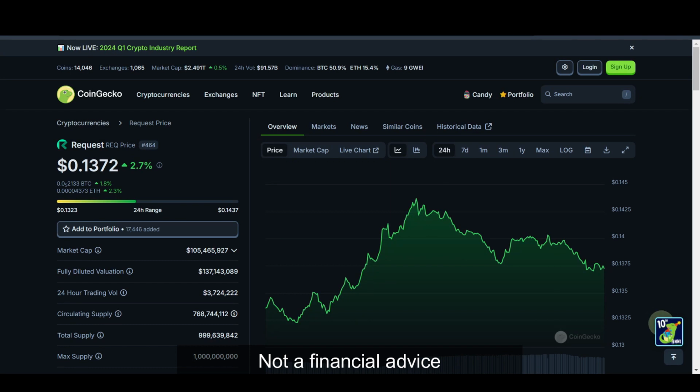So today we are looking at Request Network, and the token is called REQ. I will be giving you an overview of what Request Network is. After that I will discuss its tokenomics and its stats, and the last part will be about price prediction and price analysis, as well as my own thoughts about this project.